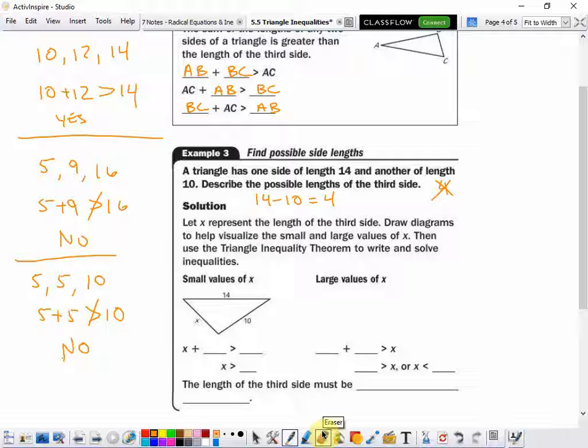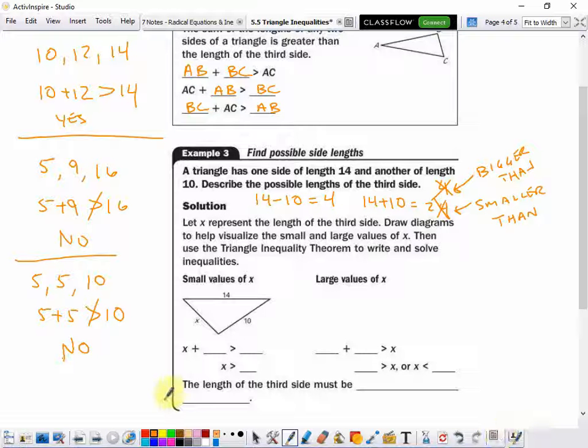Up to a certain point, because then it could get to where my third side is the longest. And the 14 and 10 might not add up to be enough. So 14 plus 10 is 24. Now I can't have 24 because 14 plus 10 is not greater than 24, but 23.9 would work. 14 plus 10 is greater than 23.9. So I can't use 24, but what I can do is use anything bigger than 4, but also smaller than 24.